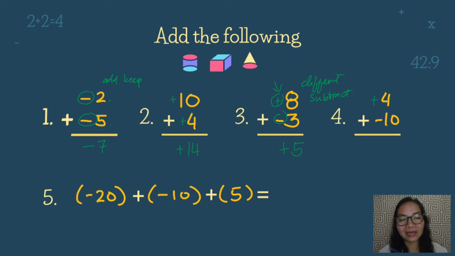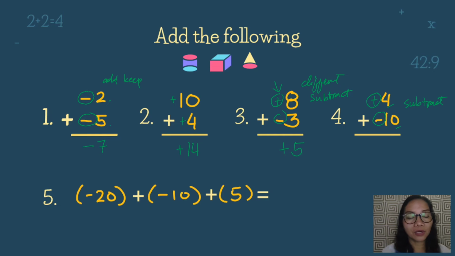Okay, number 4. Positive 4 plus negative 10. They have different signs, positive 4 and negative 10. So what will you do? Subtract its absolute values. So you have 10 minus 4, that is 6. Take the sign of the larger number. The larger number is 10, and that is negative, so negative 6. Okay, very good.